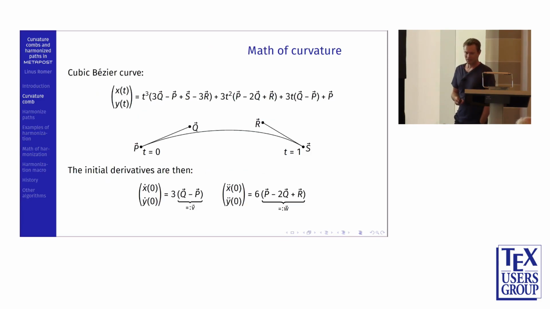So here is the math behind. I think many of you are quite mathematically affine. MetaPost deals with cubic Bezier curves, which are defined like this by 4 points P, Q, R, and S, and the travel time that starts with 0 and ends with 1. And if we take the derivative and look at the time t equals 0, we get the derivative 3 times (q minus p), which is substituted as v, and the same procedure for the second derivative, which here is called w.